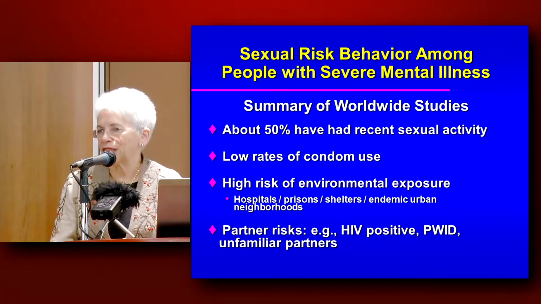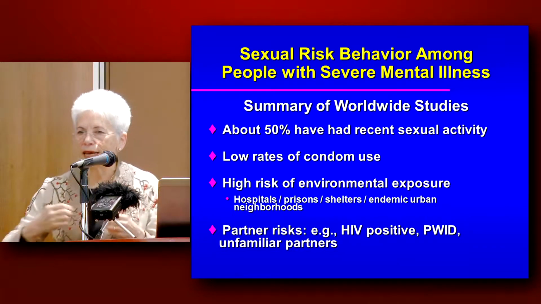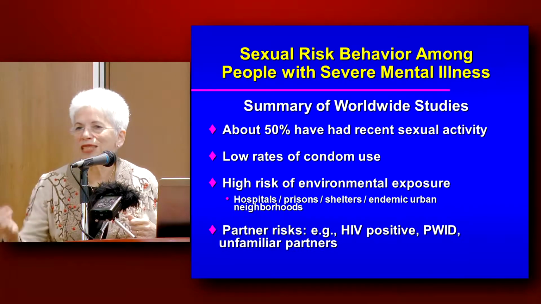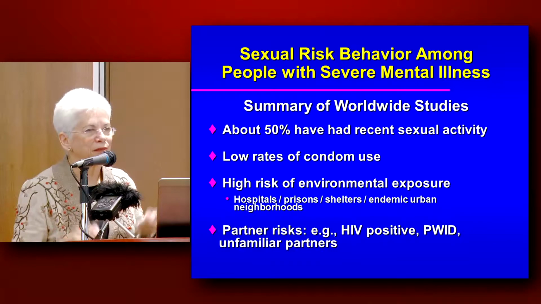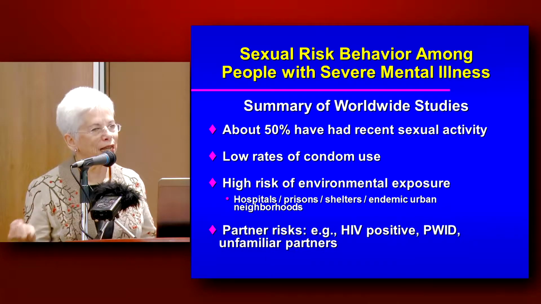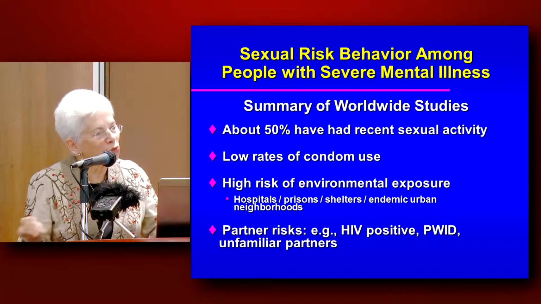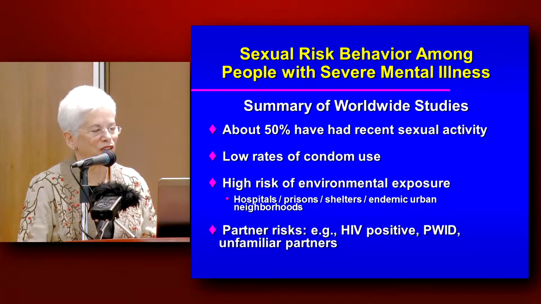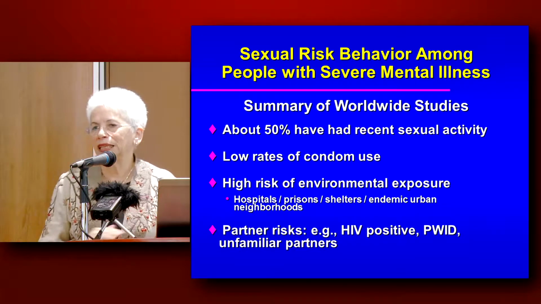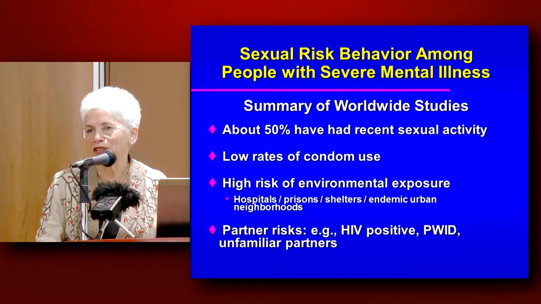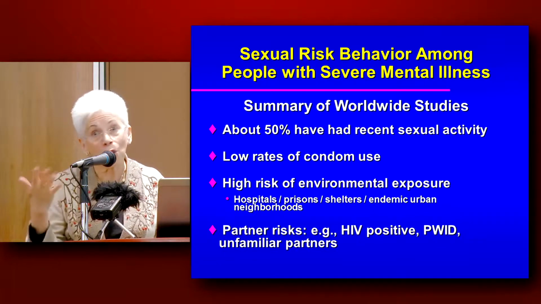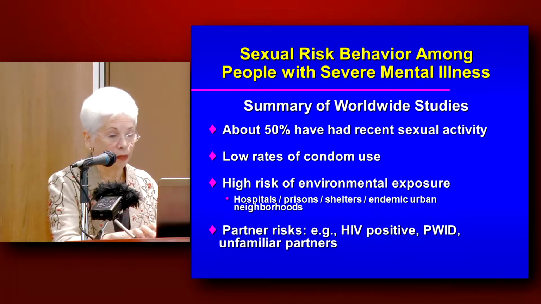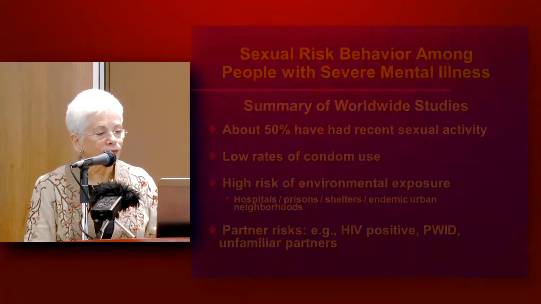So a lot of psychiatric patients are having sex, let's say, in a psychiatric hospital or a prison system, somewhere where HIV is more likely to be endemic, where you're more likely to come across a partner with HIV. And mentally ill people are more likely to have partners who they don't know well or who are in a risk group.